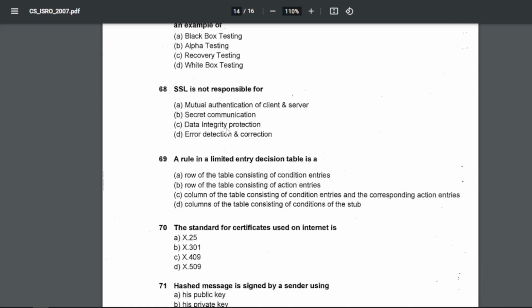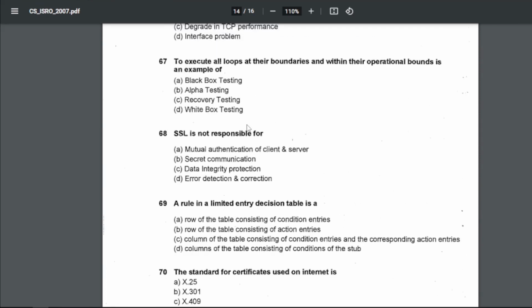Basically, white box testing is a testing technique which evaluates the code and the internal structure of the program, right? It involves looking at the structure of the code. When a tester already knows the internal structure of a product, tests can be conducted to ensure that the internal operations are performed according to the specification and all internal components have been adequately exercised, right? So for this white box testing will be our answer.